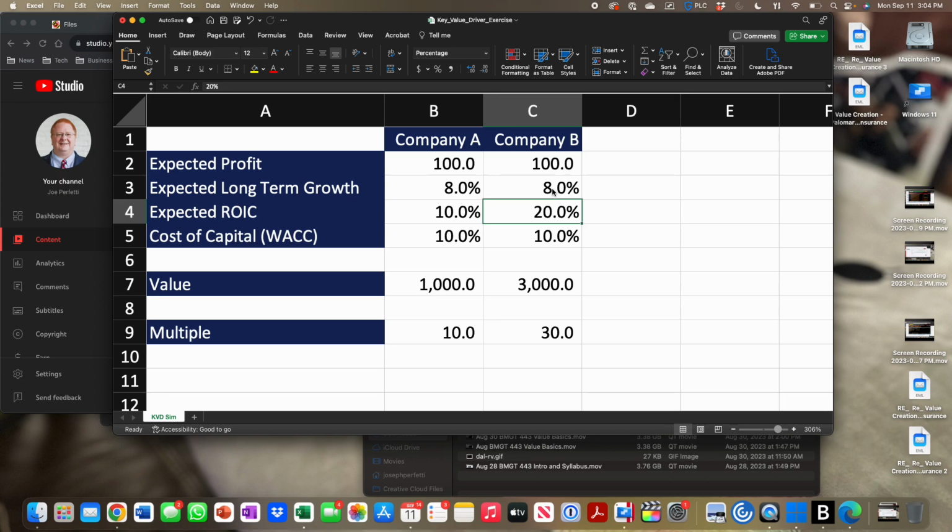What happens to the multiple? So high return, but 8% becomes 3%. What's going to happen to the value? What's going to happen to the multiple? Yeah, it's probably going to decrease. Why? Because now you're not... as long as the spread's still positive, it's not going anywhere.